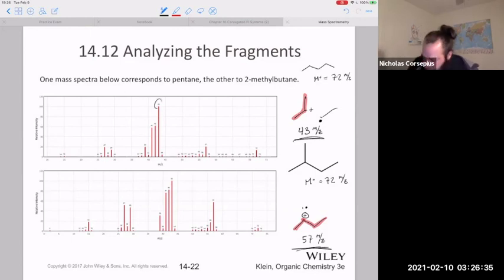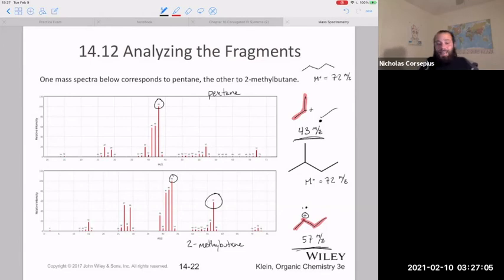Well, if you look at 43, it's actually the base peak in both of these. So that's not the greatest way to determine. But this spectrum down here has a significantly larger M over Z at 57 than does the top one. We can conclusively determine that this is 2-methylbutane on the bottom, and this is pentane at the top.